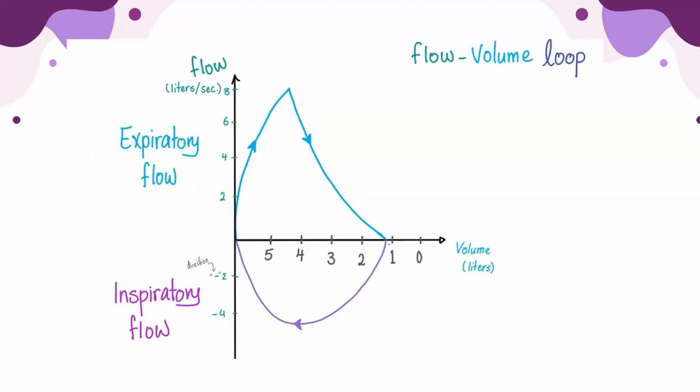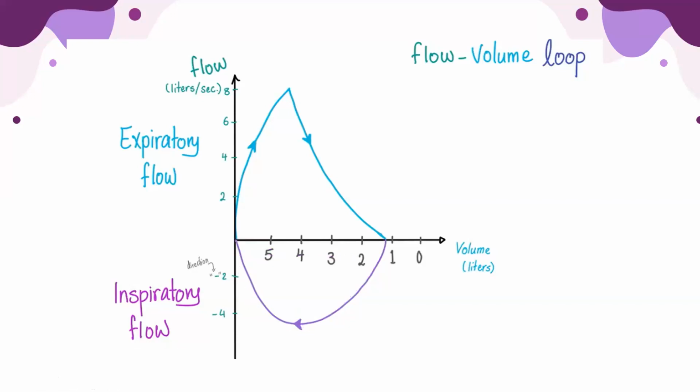Inspiration, or inhalation: you can see here, volume is increasing by a lot at first. So the flow actually is very high in this part of the graph, because you can do maximal inhalation in the beginning. But after a certain amount of time, you can't inhale as much air as possible, and that's why the flow begins to decrease, but volume is still increasing because you're still breathing in air.